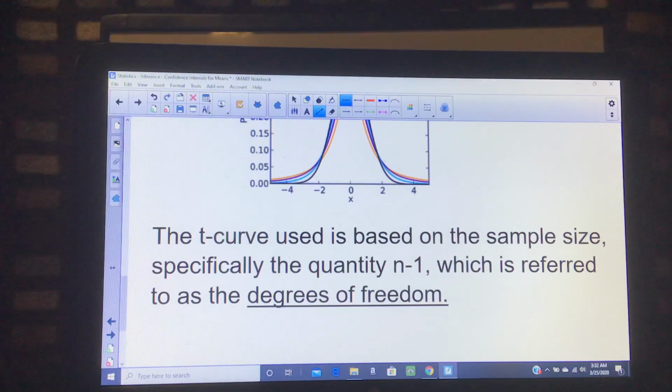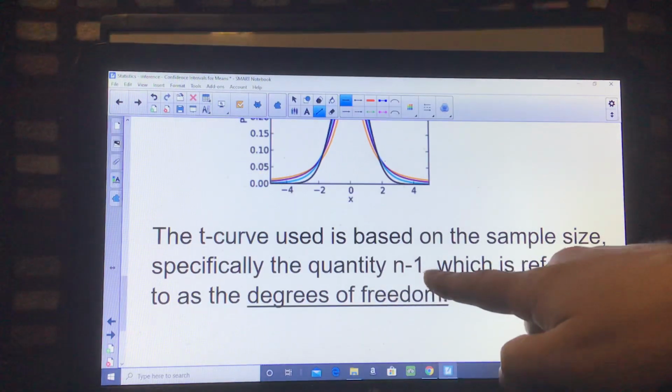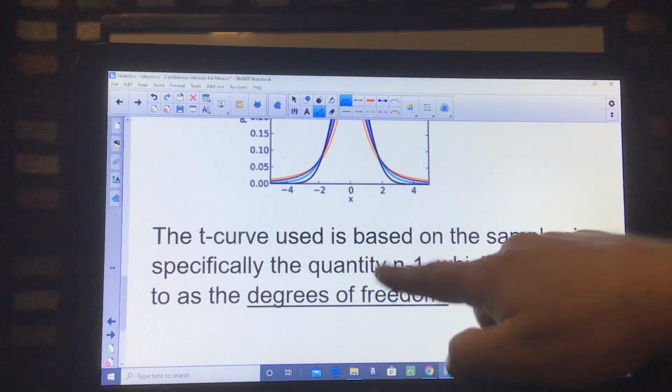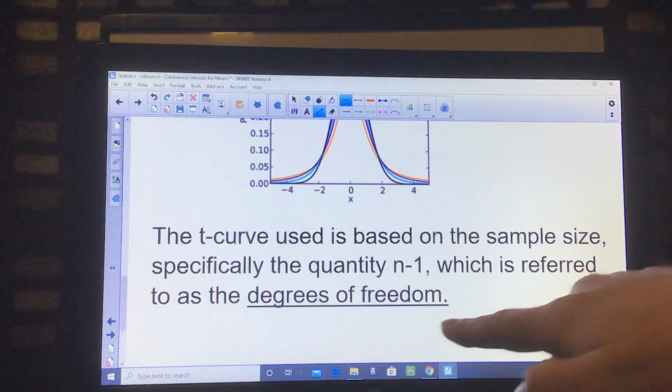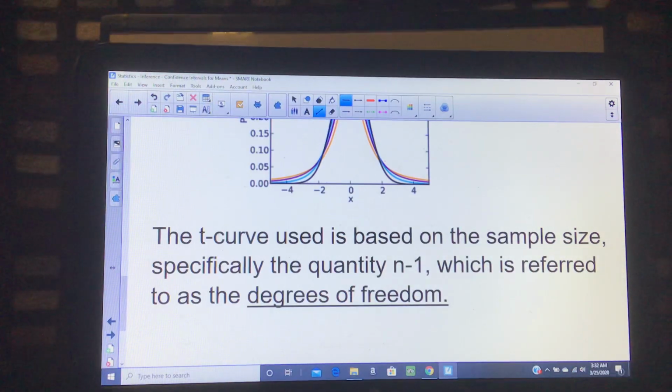So the way we define what t-curve we're going to use is based on the quantity n minus 1. We don't use the t-curve based on the sample size. We take the sample size and subtract 1. This term n minus 1 is referred to as the degrees of freedom. This term actually gets used in other statistical things.